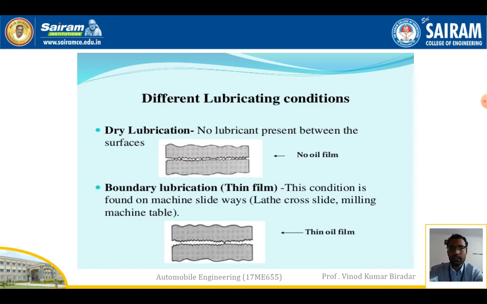Next, what are the different types of lubrication systems used in the IC engine? The first type is the dry lubrication system. As the name indicates, dry means nothing is used; there is no lubricant between the surfaces, no oil film, as shown in the diagram. The boundary lubrication system is also called a thin film lubrication system. This condition is found on machine slideways, like a lathe cross slide or milling machine table. In the fourth semester machine shop, there is a cross slide where we use some oil. That is the thin film lubrication system.